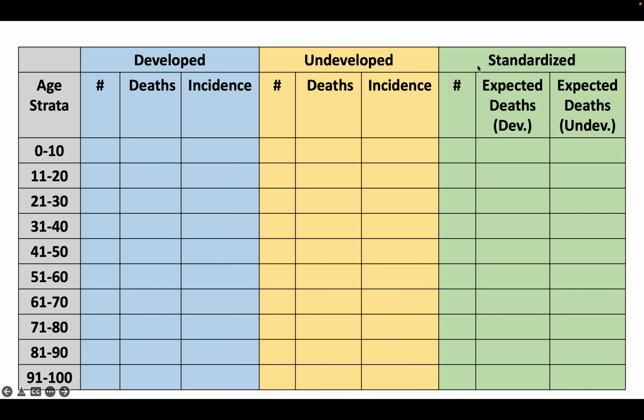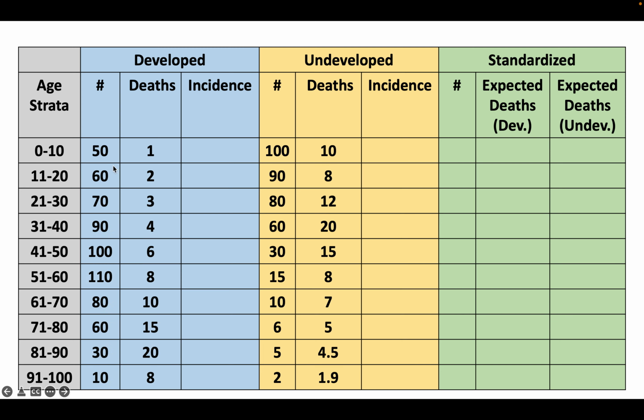And we also have this standardized population, and the only information it contributes is the number of people in each stratum. You'll notice here that the expected number of deaths is for the developed and undeveloped country if they had this distribution of age. So hopefully that'll become clear as I go through the example.